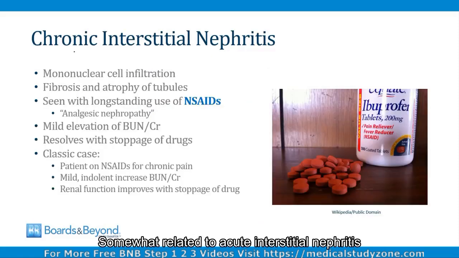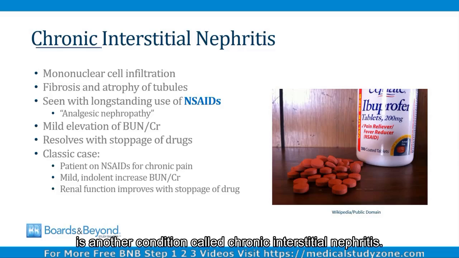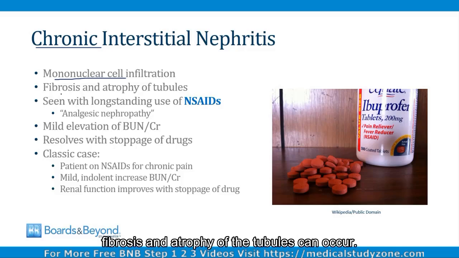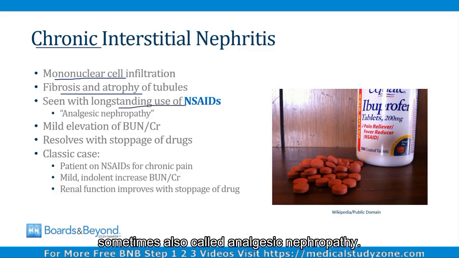Somewhat related to acute interstitial nephritis is another condition called chronic interstitial nephritis. The main difference here between chronic and acute interstitial nephritis is that in chronic nephritis there's a mononuclear cell infiltrate rather than eosinophils and neutrophils. In addition, because this is a chronic inflammatory condition, fibrosis and atrophy of the tubules can occur. This is almost only seen in patients who have long-standing use of NSAIDs, sometimes also called analgesic nephropathy.